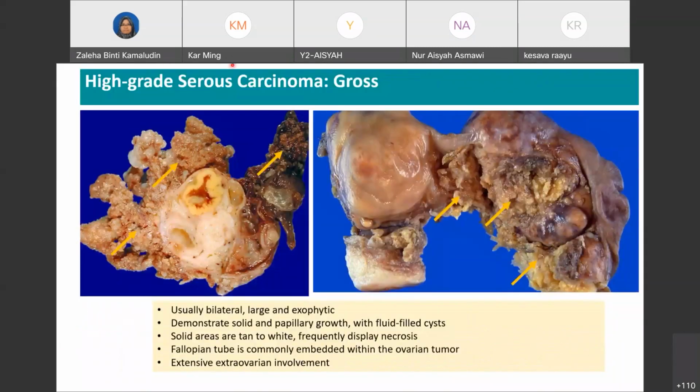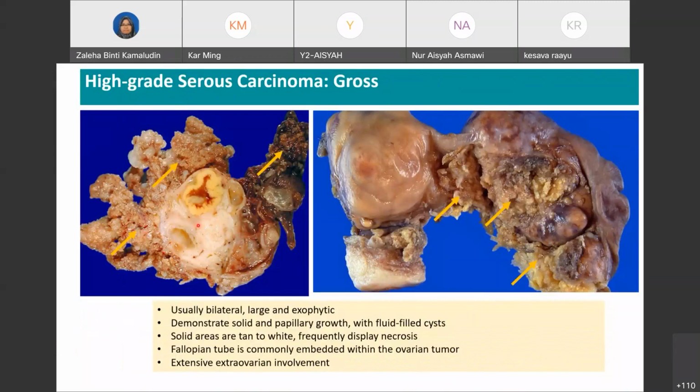All right, next let's have a look at the high grade. Why is this tumor called high grade? In terms of gross morphology, sometimes it is quite difficult to differentiate it from the low-grade serous carcinoma. This is an example of them.